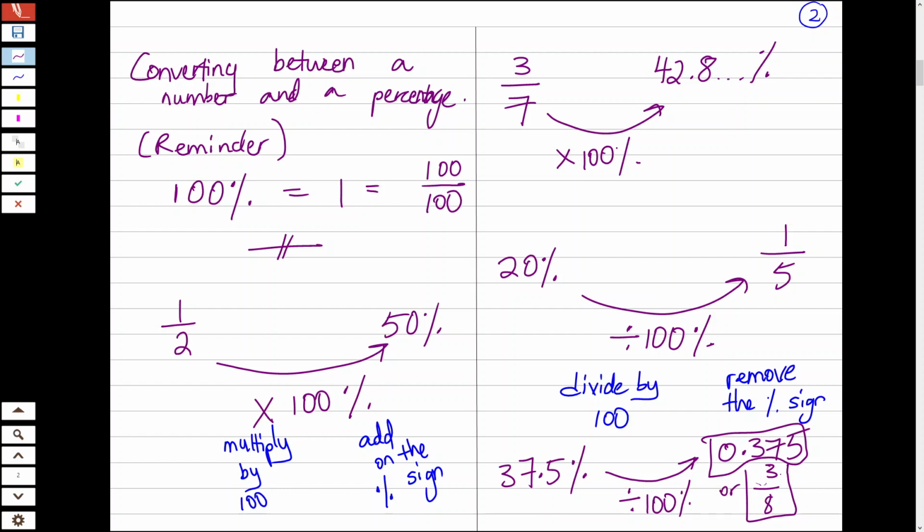Okay, let's do one more example. So sometimes you are asked to find a percentage of something. So let's imagine I had a test with 40 marks on it, and I said the pass mark is 25%.